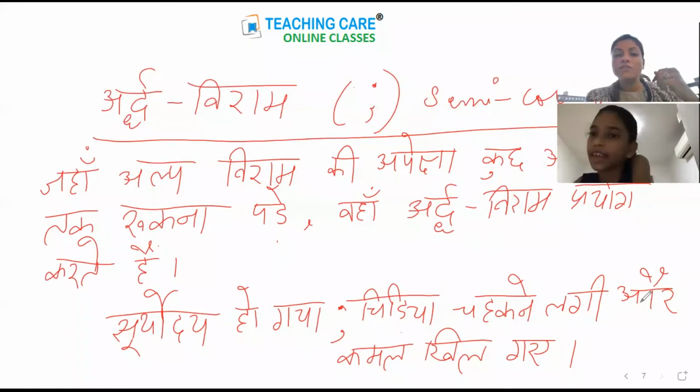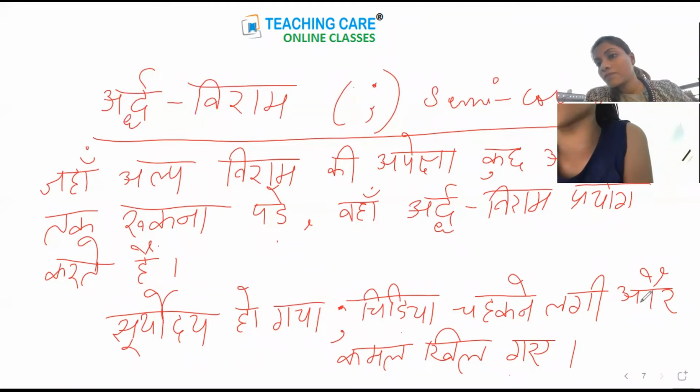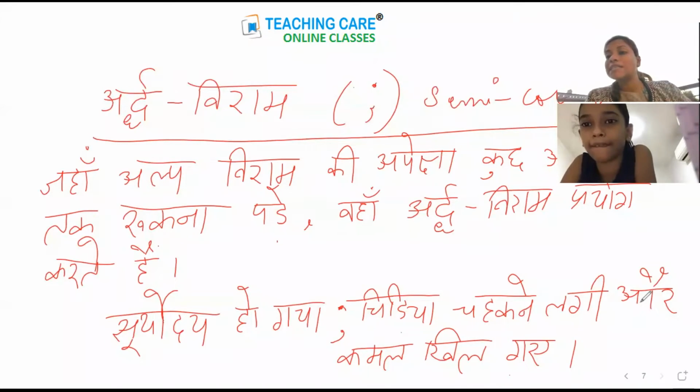Clear? Yes. सूर्योदय हो गया. What is सूर्योदय? You know what is सूर्योदय? Ma'am, is the sun? Sun. What? Sun what? Sun God. Sun's God. No. It's not sun's God. Suryodaya means rising of the sun. Sun rises in the morning and sets in the evening. That is Suryodaya, when the sun rises.